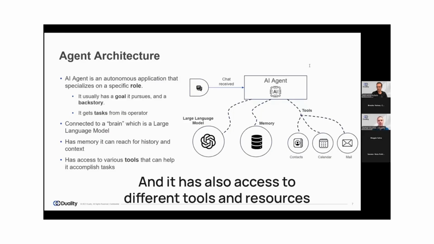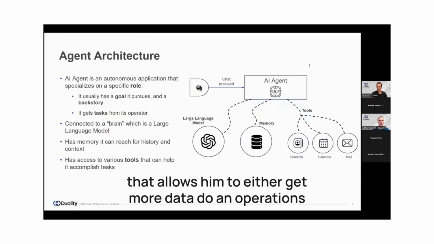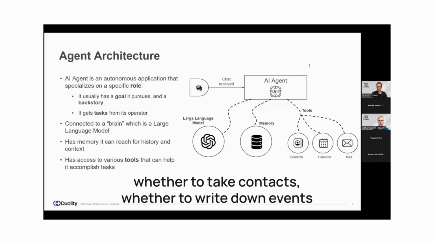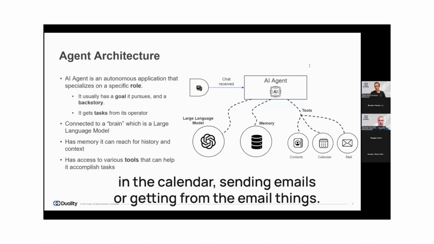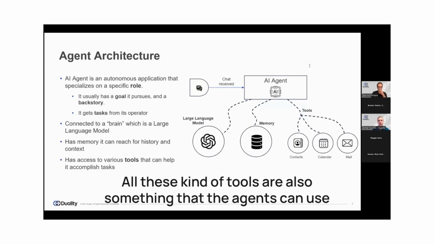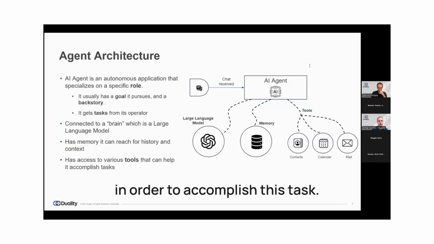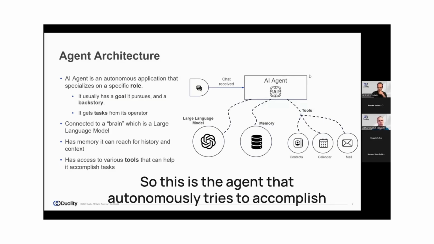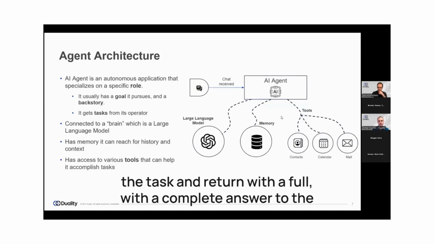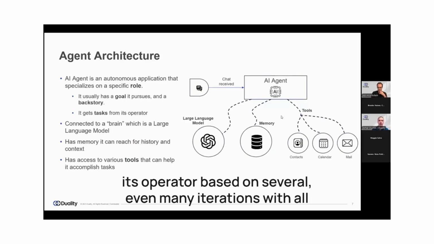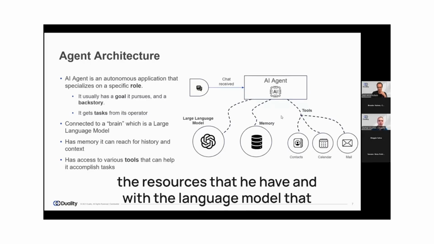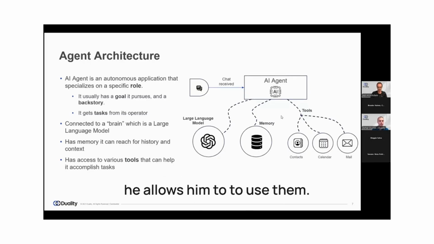And it has also access to different tools and resources that allow him to either get more data or do operations, whether to take contacts, write down events in the calendar, send emails or get things from the email. All these kinds of tools are also something that the agent can use in order to accomplish its task. So this is the agent that autonomously tries to accomplish the task and return with a complete answer to its operator, based on several, even many iterations, with all the resources that he has and with the language model that allows him to use them.